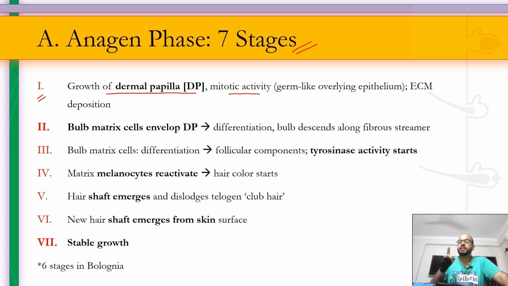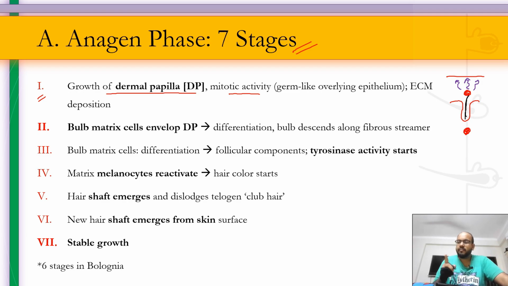Mitotic activity starts in the overlying epithelium. So if this is the epithelium and this is the dermal papilla, it will send signals to the epidermis, and these signals will allow the epidermis to undergo changes for the development of new hair. So new hair will start to develop.